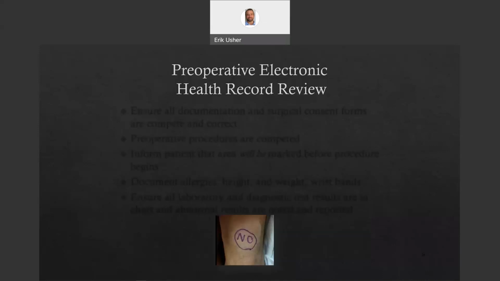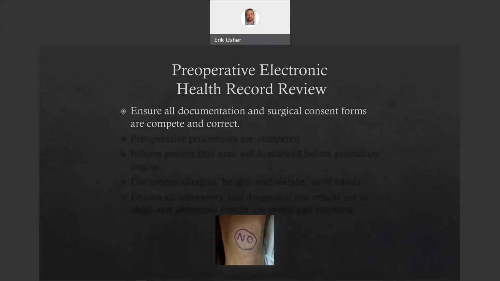So preoperative electronic health record review, we want to ensure that all the documentation and surgical consent forms are complete and correct. That is huge. That is a big step. Make sure they have all of those consent forms and they're complete and correct.